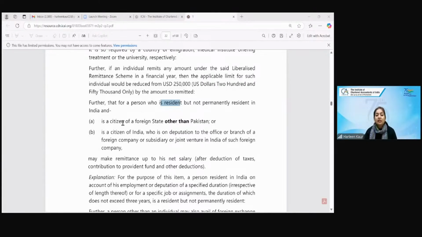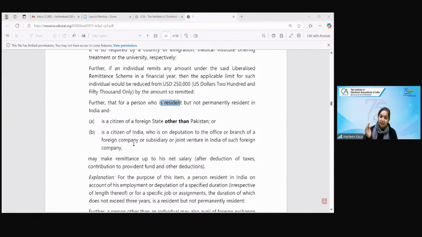If he is a citizen, if he's a resident, but not permanently resident in India, and he's a citizen of a foreign state. Say, for example, somebody who is a person of a foreign state, Mr. A, he belongs to the US. He has come to India, but he's not permanently resident in India, but he's on a deputation to the office or branch of a foreign company.